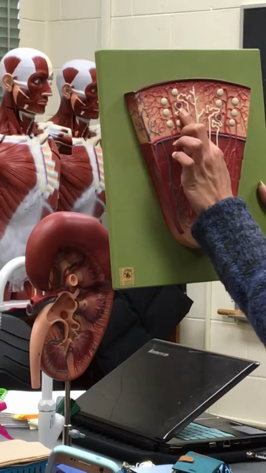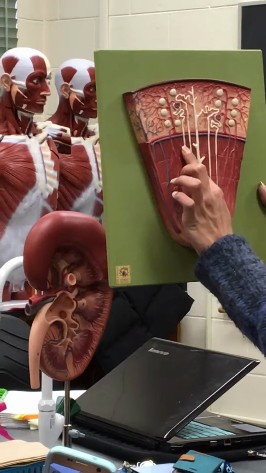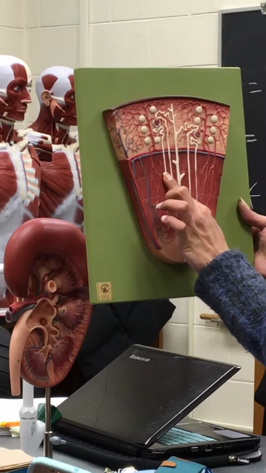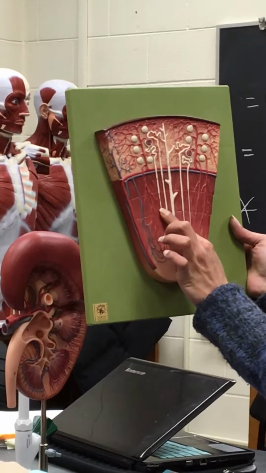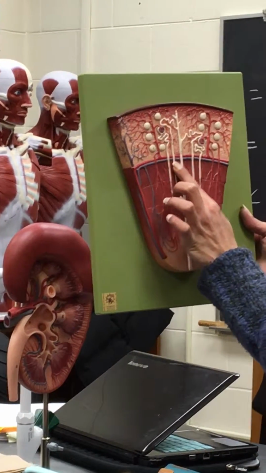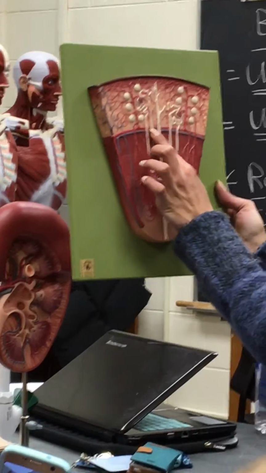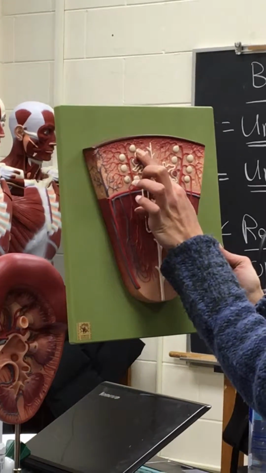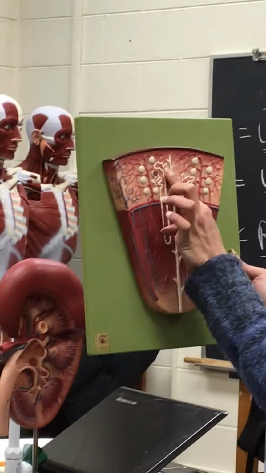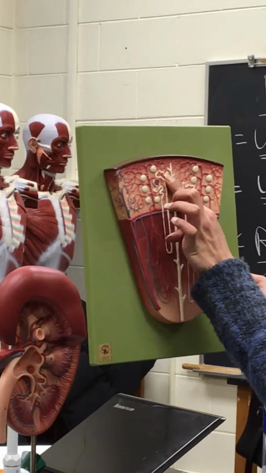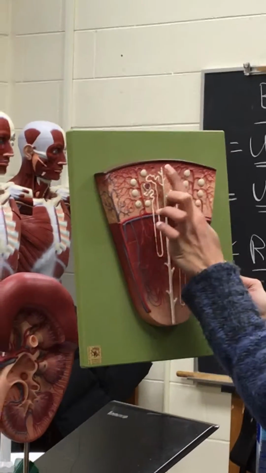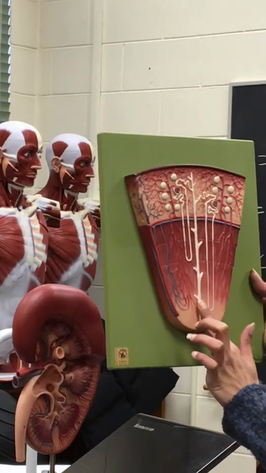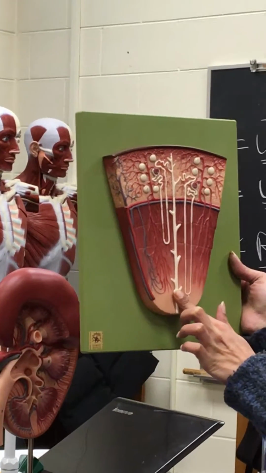So from the proximal tubule, we have the descending limb of the loop of Henle. And you have to say the whole term. Then it goes down, then it drives up, and this would be the ascending limb of the loop of Henle. Then attached to the ascending limb is the distal convoluted tubule. Then the distal convoluted tubule feeds into this big one right here, which is the collecting duct.